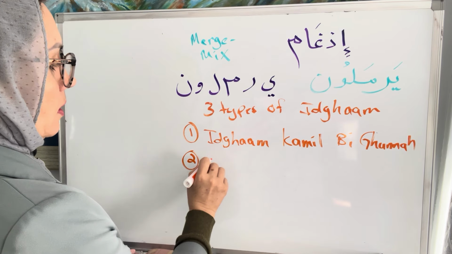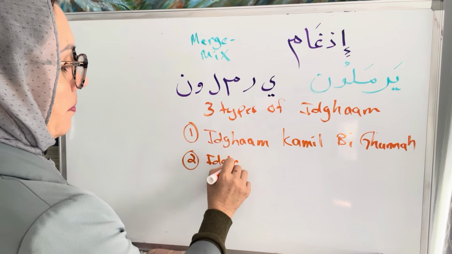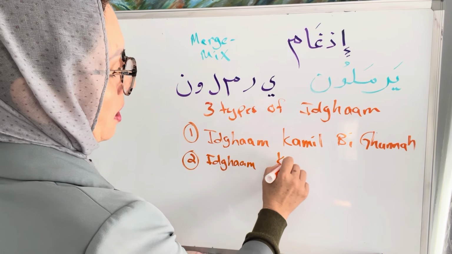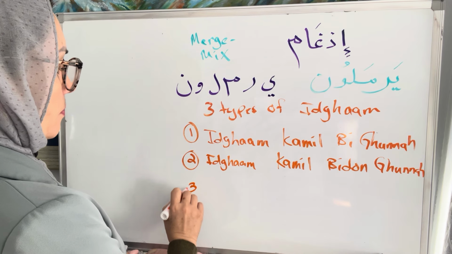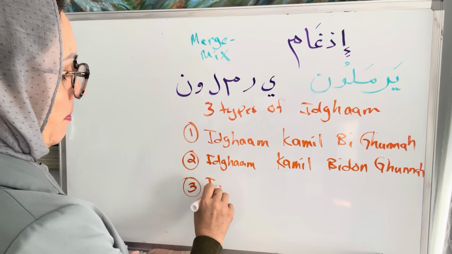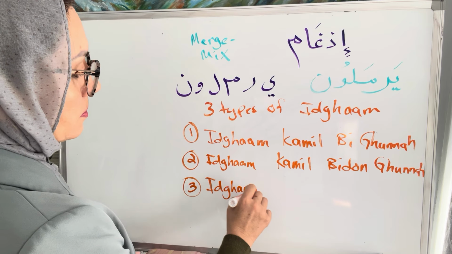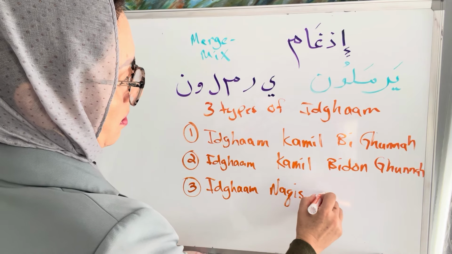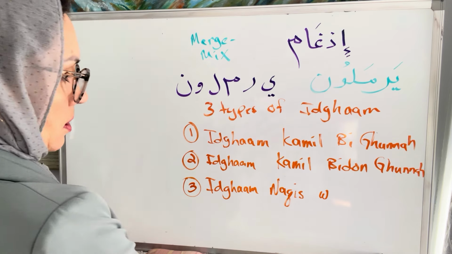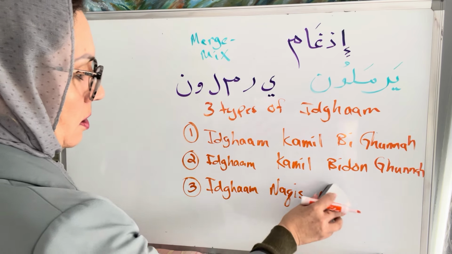The second type is idgham kamil bidun ghunna, and I'll explain what these mean. And the third type is idgham naqis bi ghunna.